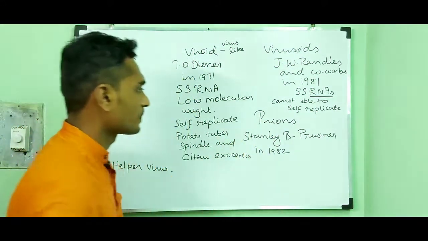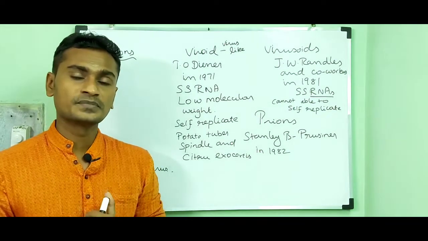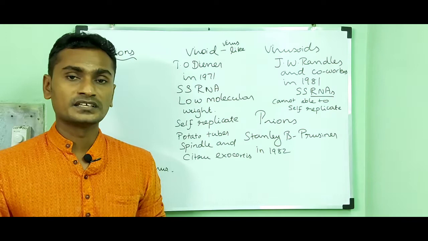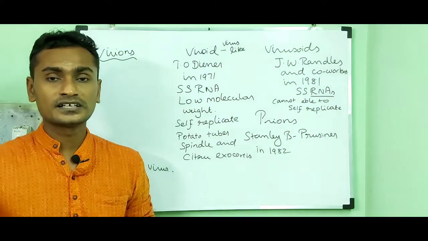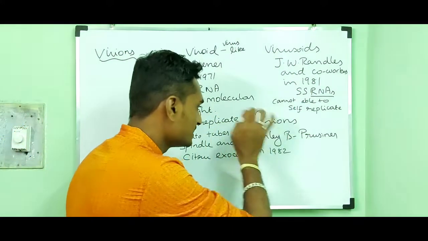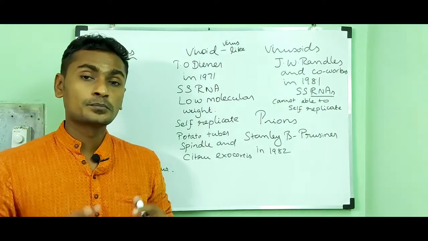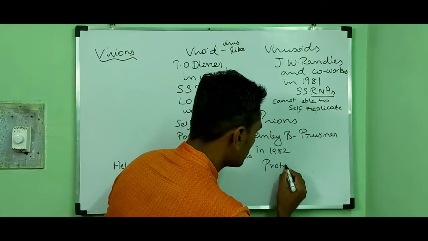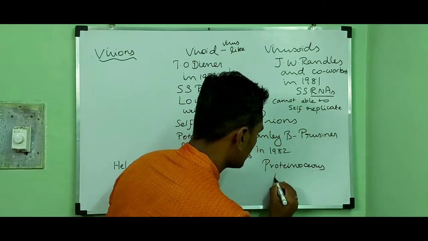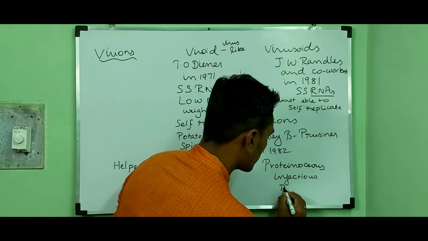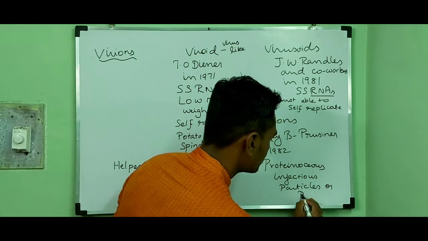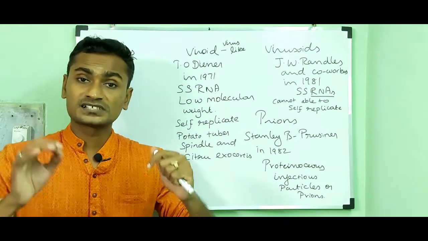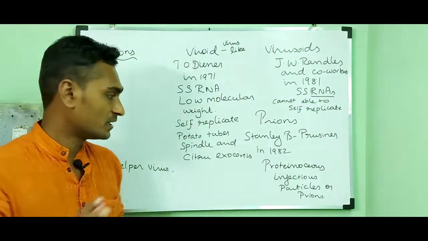Then the final term is Prions. As science students, we believe that any infectious particle contains DNA or RNA as the genetic material. But in the case of prions, they are proteinaceous infectious particles. So the scientists and we believe that infectious particles must contain DNA or RNA as the genetic material, but here it is a protein.